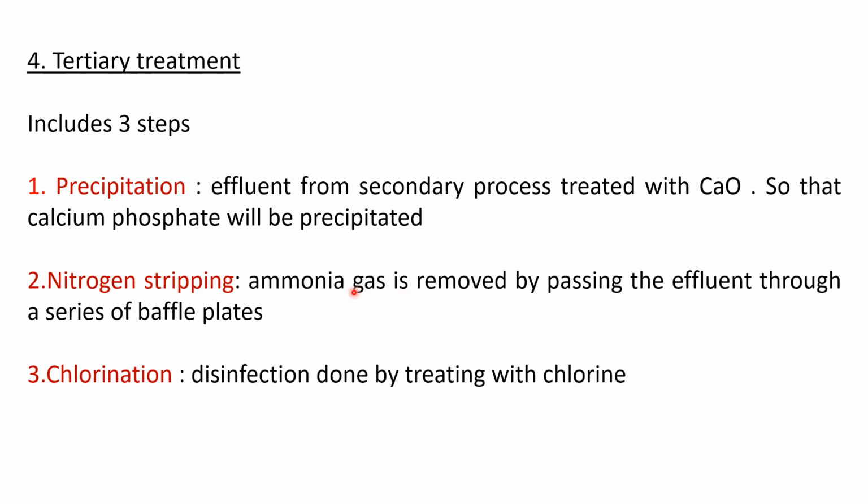So in order to remove ammonia gas, we use the nitrogen stripping method, in which we have a series of bayfill plates. When sewage water passes through this series of bayfill plates, all the ammonia gas will be absorbed into the bayfill plates. So after nitrogen stripping, after we pass sewage water through these bayfill plates, the sewage water will be free from ammonia gas, because all the ammonia gas will be absorbed inside these bayfill plates. Third step, that is the chlorination, is one of the disinfecting methods. So these 3 steps are included in our tertiary treatment. Precipitation is the method to remove phosphate content by adding calcium oxide.